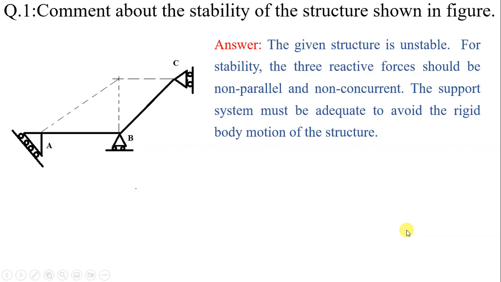Friends, in this video we will discuss 10 questions based on fundamentals of structural analysis. So let us begin with question number 1. In this question, one figure is given and you have to comment about the stability of the structure. This is the structure under consideration.